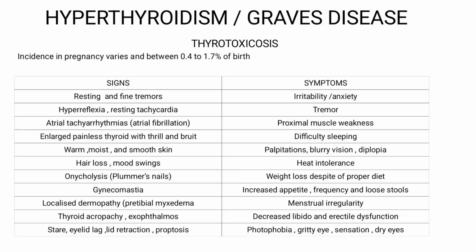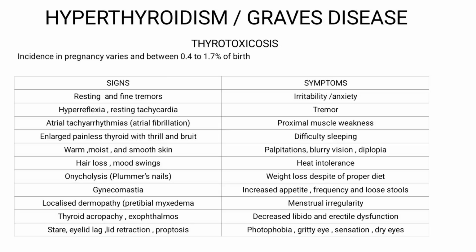So what are the signs and symptoms? The signs of thyrotoxicosis are resting and fine tremors, hyperreflexia, resting tachycardia, atrial tachyarrhythmias or atrial fibrillation, enlarged painless thyroid with thrill and bruit, warm, moist, smooth skin, hair loss, mood swings, onycholysis, also known as plumber's nail, gynecomastia in the male population, and local dermopathy, which is pretibial myxedema, that can be seen in hyperthyroidism, thyroid acropathy or exophthalmos, stare, lid lag, retraction, proptosis, which are the ocular signs of Graves' disease.